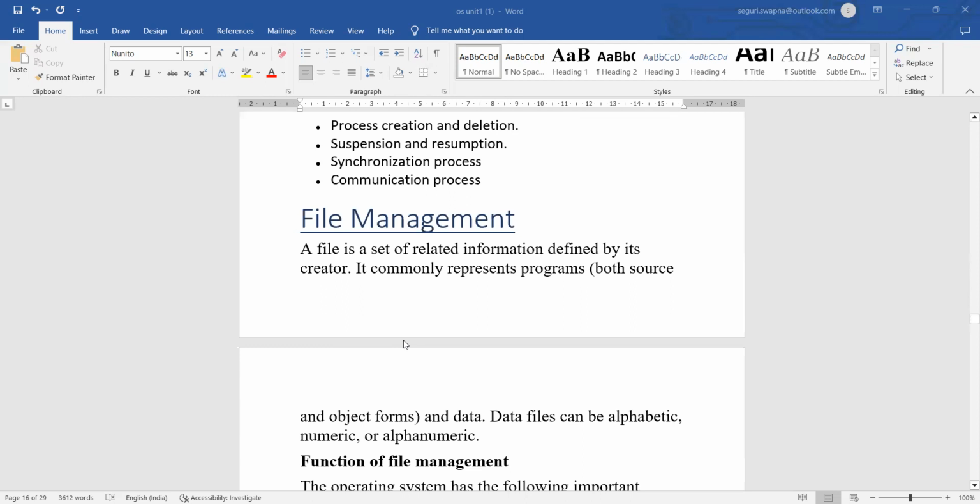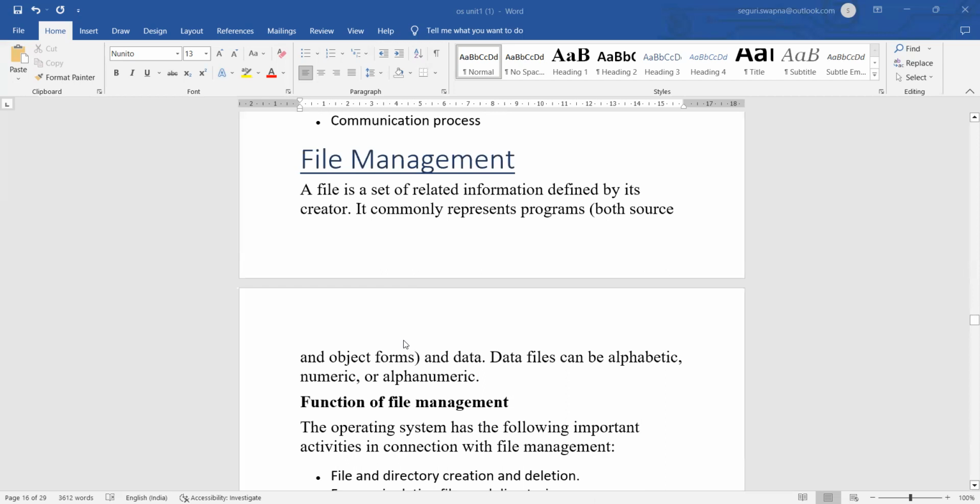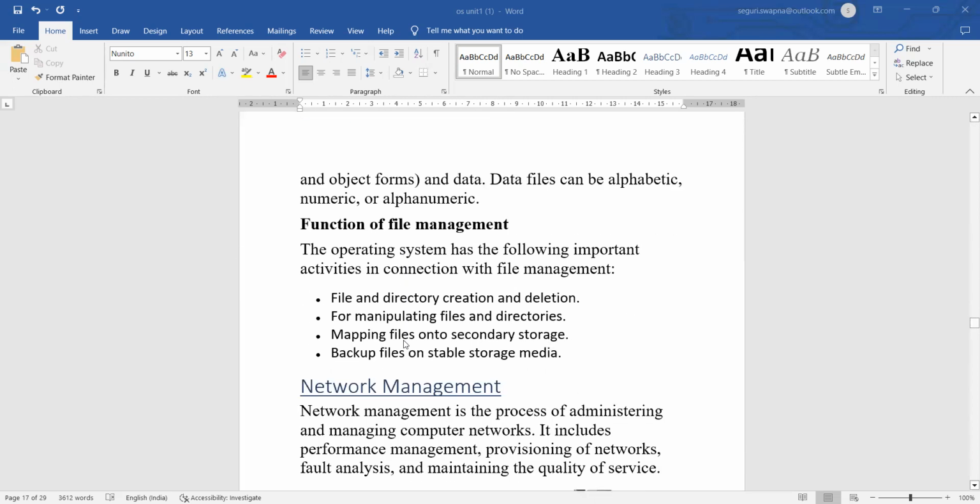File management is one of the components in the operating system which is responsible to represent the files in the operating system. The main function of file management is to create a directory or a file, delete a directory or a file, manipulate the existing files or directories, store the files in the secondary memory, or back up the files in the storage media. These are the responsibilities of file management as a component in the operating system.